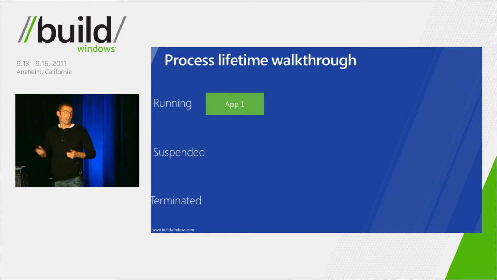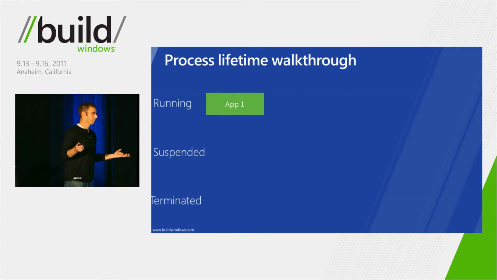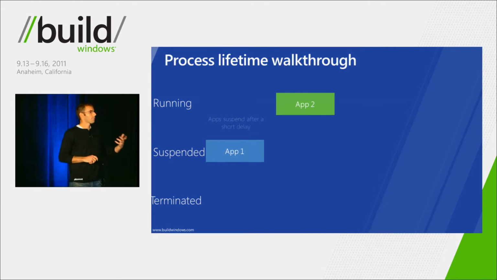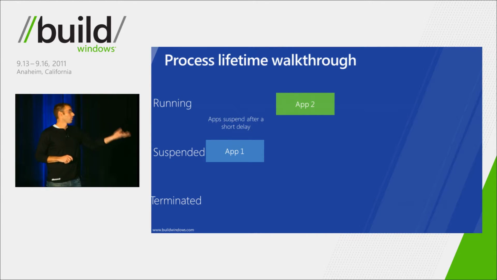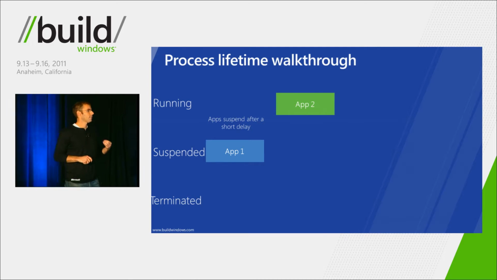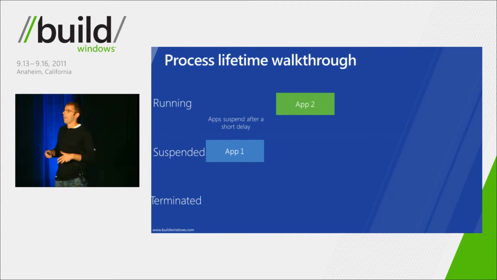Let's walk through what this actually looks like. So I've got app 1 that's running full screen, and then I launch app 2. After a short delay, app 1 goes to the background, and after a short delay, the application will get a suspending message. That suspending message is the last indication to the application that it can run any code. This is an opportunity for the app to save state and essentially prepare for termination, because it's the last opportunity it gets to run any code.